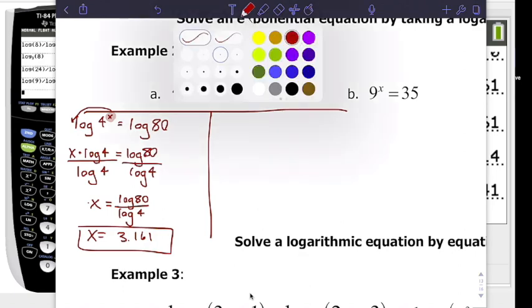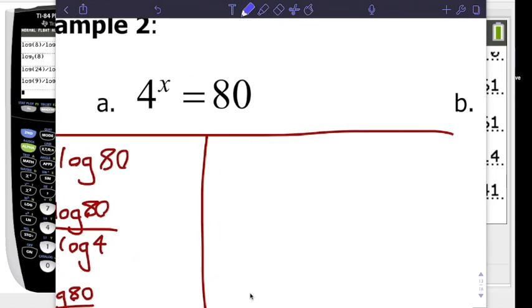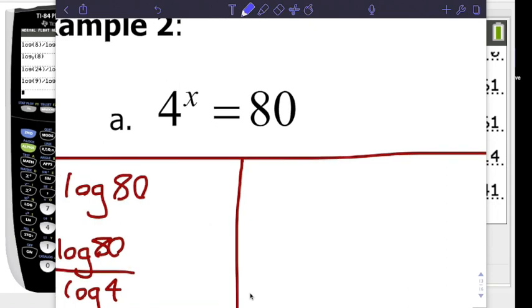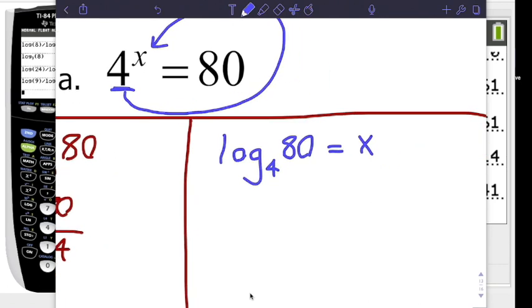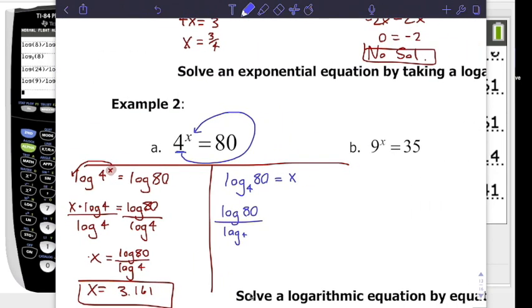Now, another approach that you can do here is, instead of thinking of taking the log of both sides, I like to think of switching to log form. And what we do typically is we say, okay, we got log, there's your 4 right there. We're going to go log base 4 of 80 equals x. And then either type that into your calculator or use your change of base property. You can go log 80 over log 4.